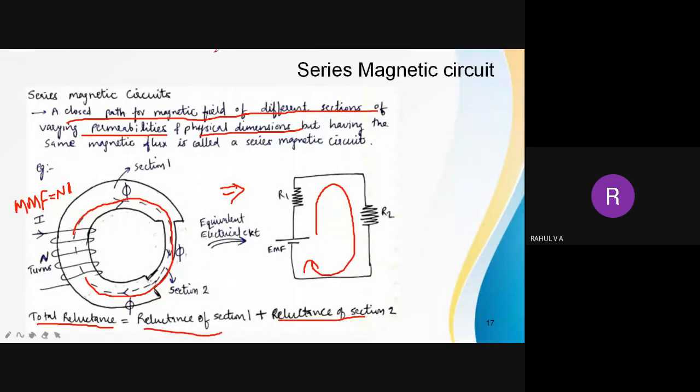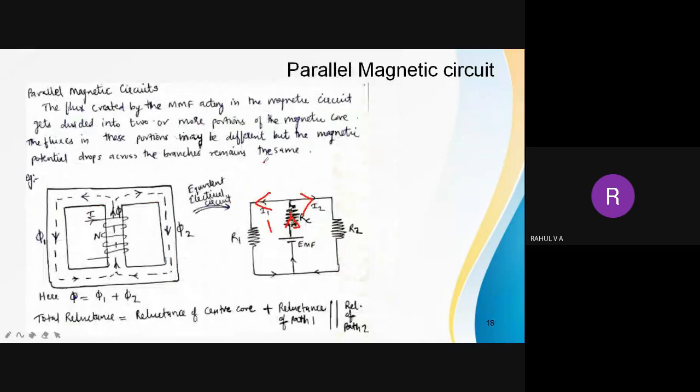Okay, and what about a parallel magnetic circuit? Or sorry, a parallel electrical circuit, we know that the current is divided and flows through different components. Similar to that, in a parallel magnetic circuit, the flux is divided and comes back to the coil. Okay, so total flux is equal to phi 1 plus phi 2.